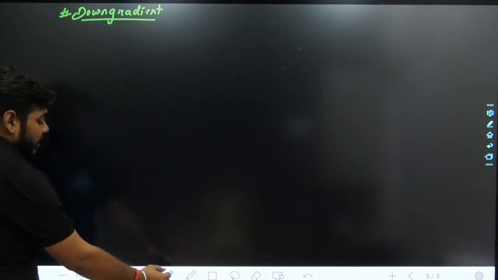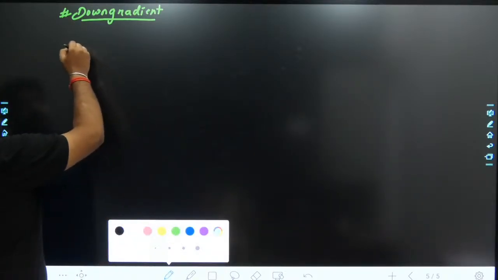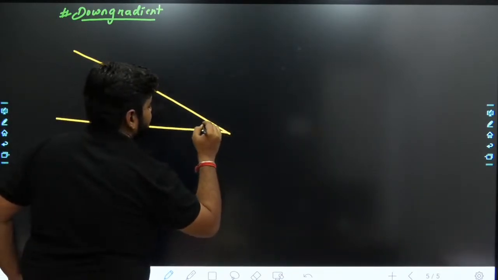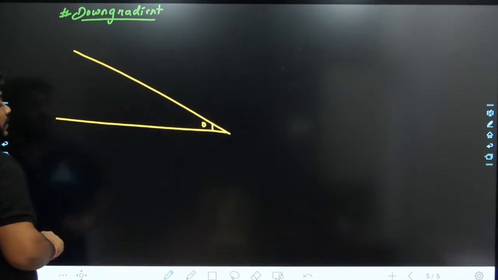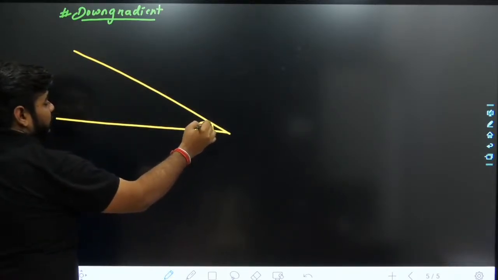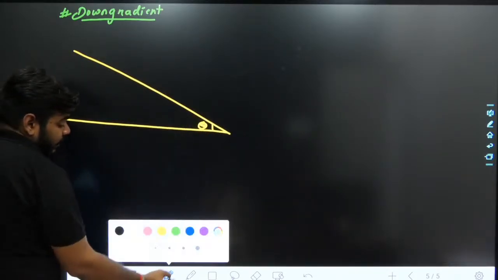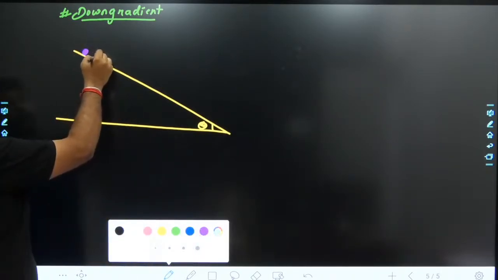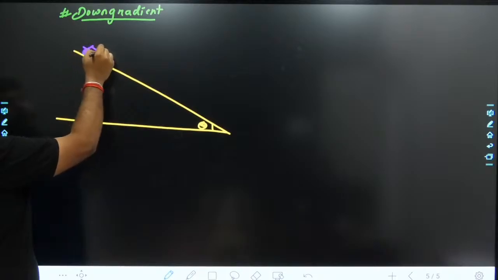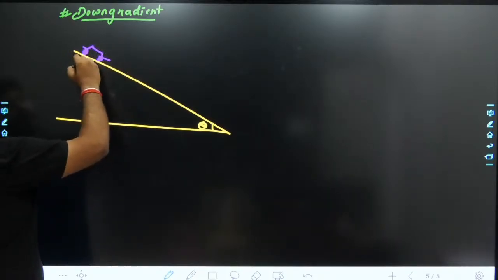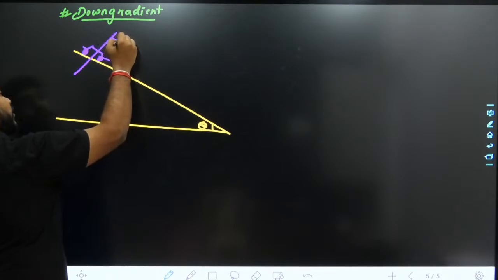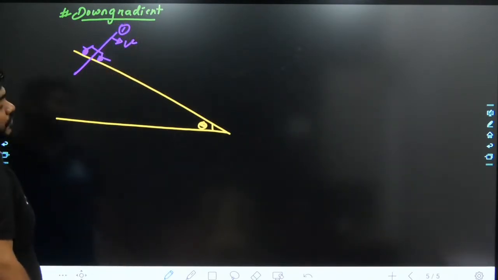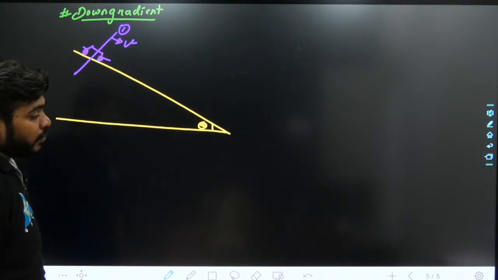Consider this as your lane. This is the lane on which you are moving on a down gradient. This is the down gradient. Tan theta is the value for the angle. Fine. Now what is happening? This is your vehicle, and you are moving on a down gradient. Here the first value, the velocity, is given as v.